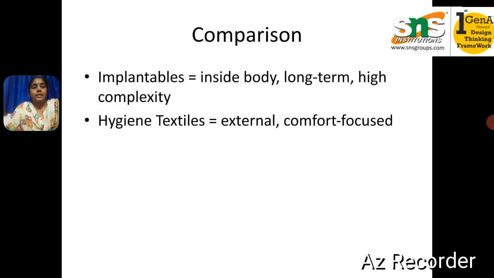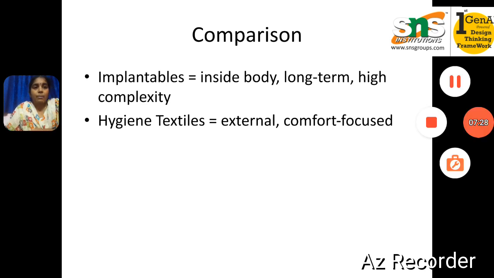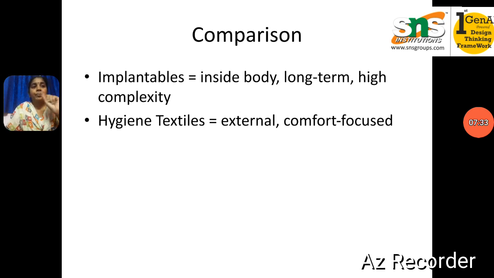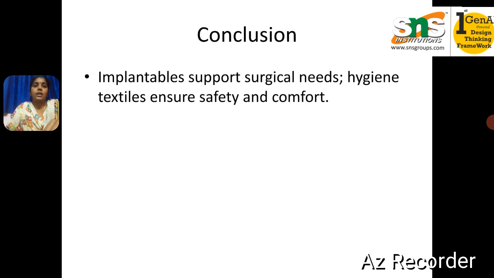Next one is comparison. The implantable is inside the body, long term, high complexity. Hygiene textiles are external, comfort based. So mainly this is the concept of implantable and healthcare hygiene products. The implantable supports the surgical needs, and hygiene ensures safety and comfort. The implantable is mainly concentrated on surgical needs, and the hygiene is around the surroundings of the patients, or overall around them. So mainly this is the concept of implantable and hygiene textiles.